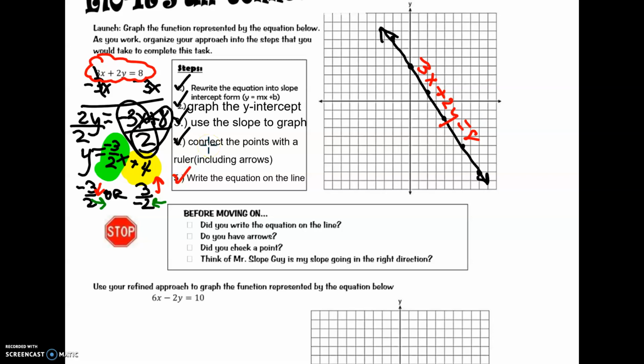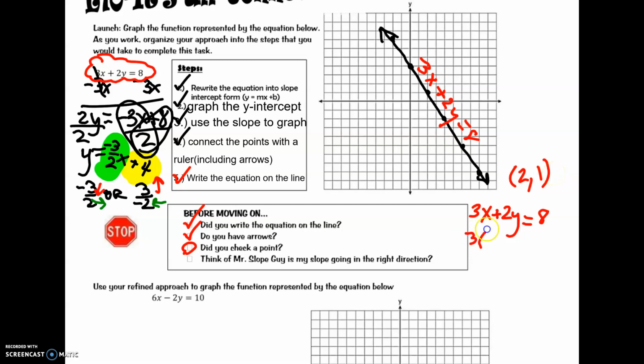So before you move on, you always want to make sure, did you write the equation on the line? Do you have arrows? Did we check a point? Oh, no, we did not. So I want to check a point. And I always, again, want to go back to my original equation to check a point. So I'm going to look at the point 2, 1. That's the point I'm going to check because it has small numbers.